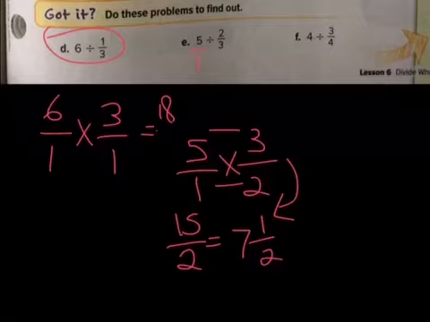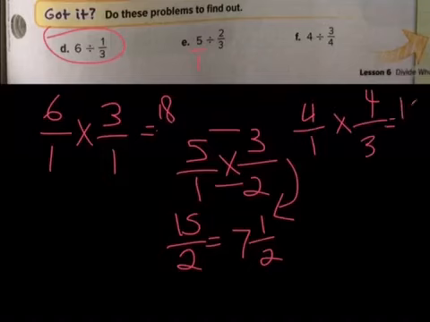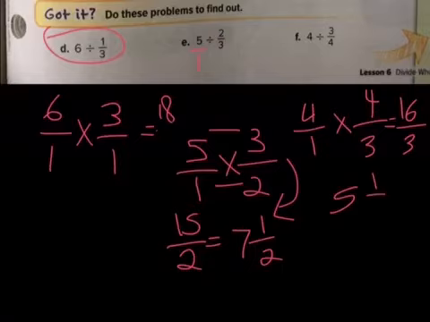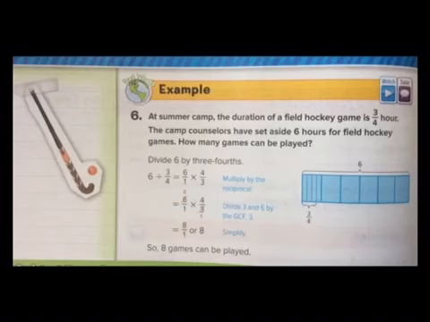Okay, and now I have 4 over 1 times 4 over 3. And I'm going to have 16 over 3. Right? How many 3's are there in 16? 5 of them. Because 3 times 5 is 15 with 1 left over. And I put my denominator back in, so it's 5 1/3. There we go. Example 6, we have a word problem.